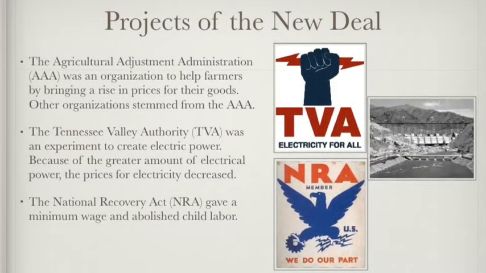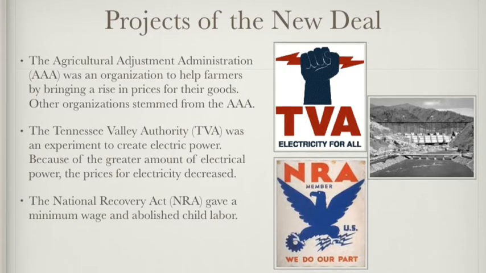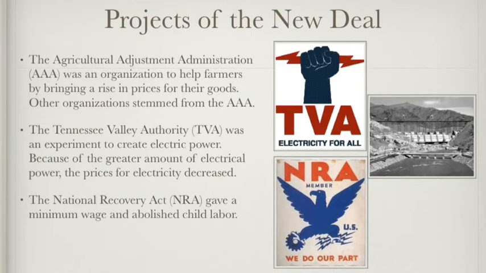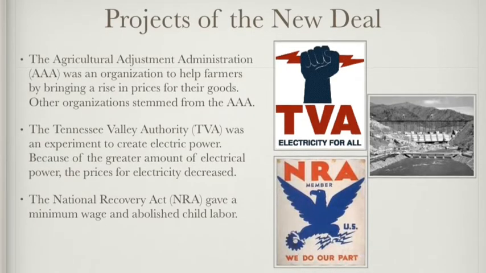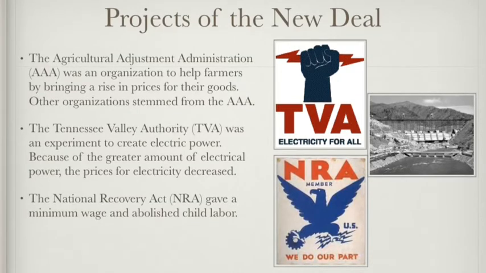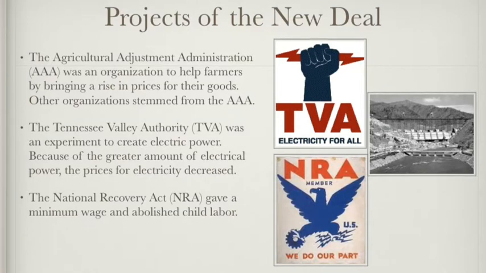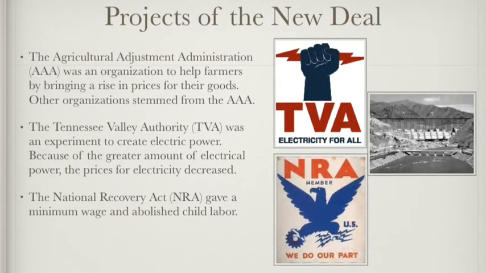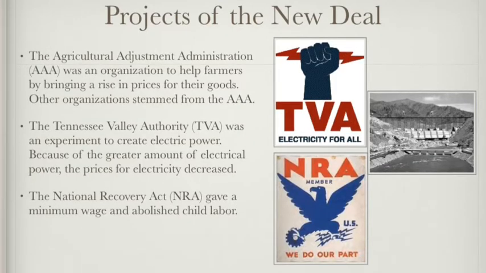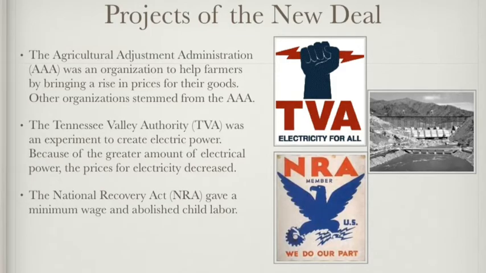The Agricultural Adjustment Administration was an organization to help farmers by bringing a rise in prices for their goods. Other organizations then stemmed from the AAA. The Tennessee Valley Authority was an experiment to create electric power. Because of the greater amount of electrical power, the prices for electricity decreased. The National Recovery Act, or the NRA, gave a minimum wage and abolished child labor.